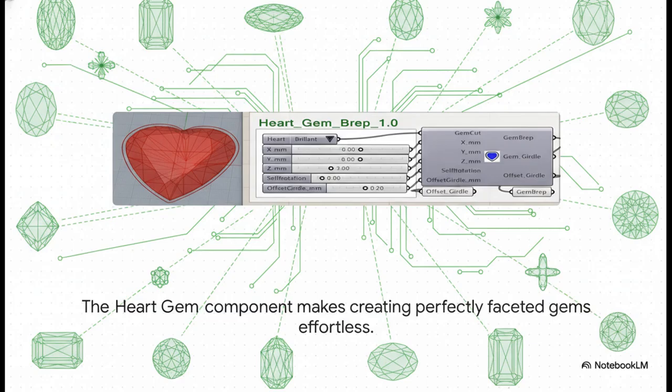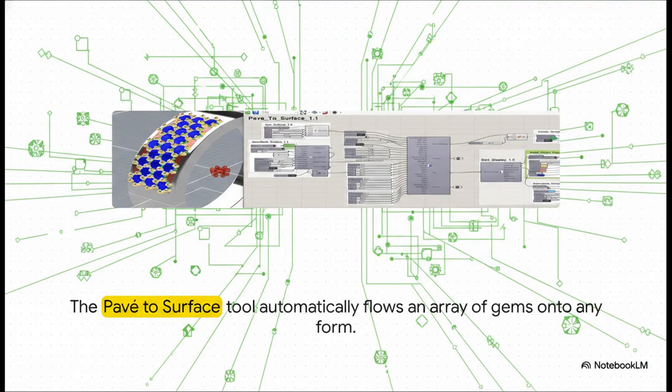You just plug in the dimensions you want, and boom, it generates a perfectly proportioned and faceted heart-shaped stone. You can get the exact size you need right away. All right, this is what's so cool about parametric design. Its ability to handle complexity.